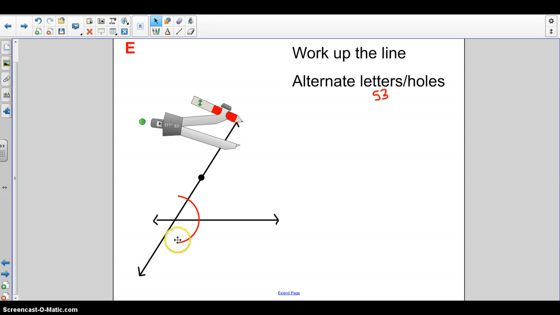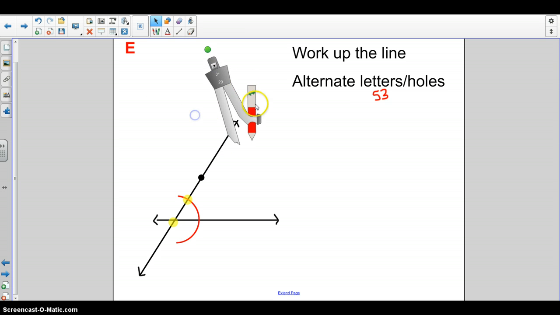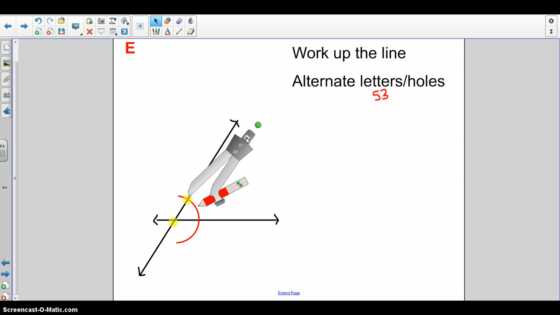Now, by working up the line, just kind of watch what I'm going to highlight here for a second. We first put the center of the compass at that intersection. Now we're going to do the next point of intersection on that line. So we're going to start at the bottom and work up. So again, put the center on that vertex. And now we want to find one that perfectly aligns with the other point of intersection.